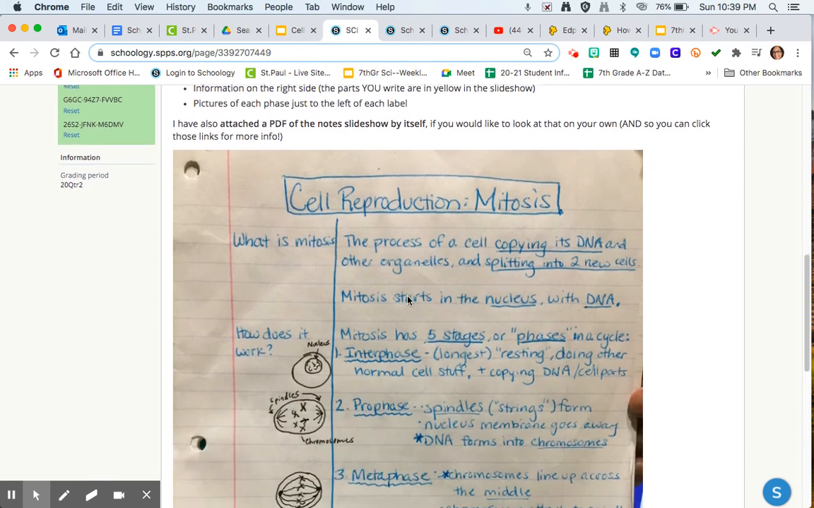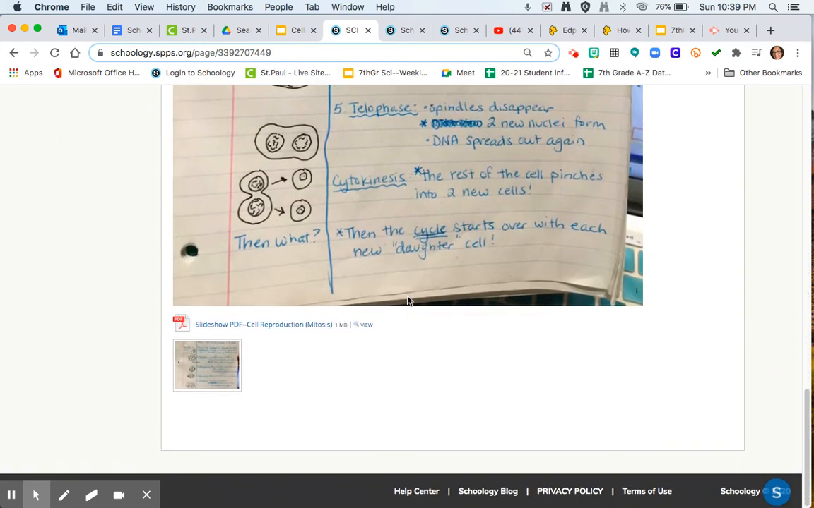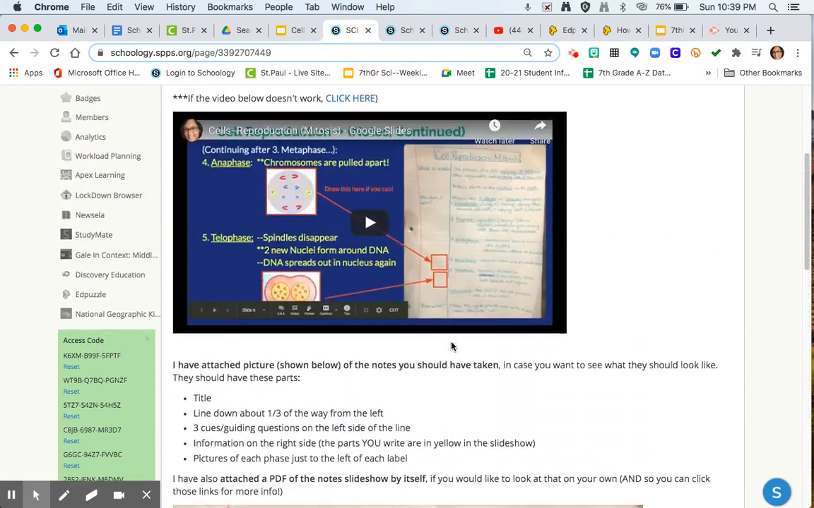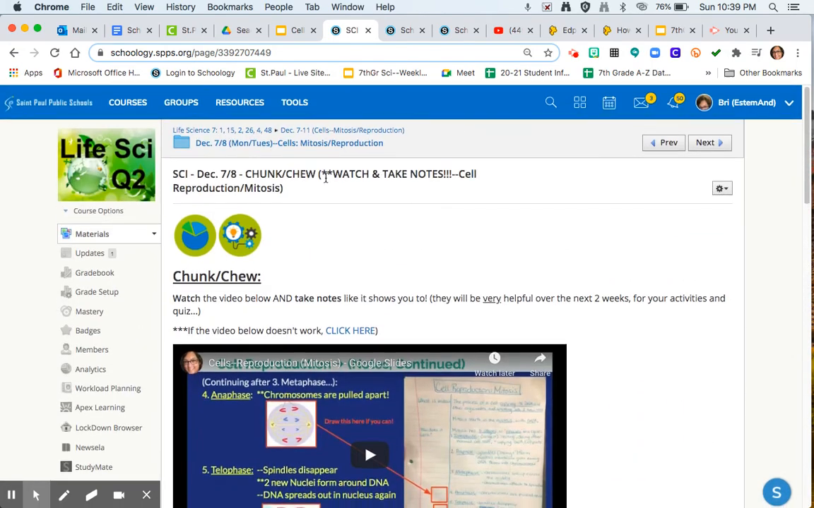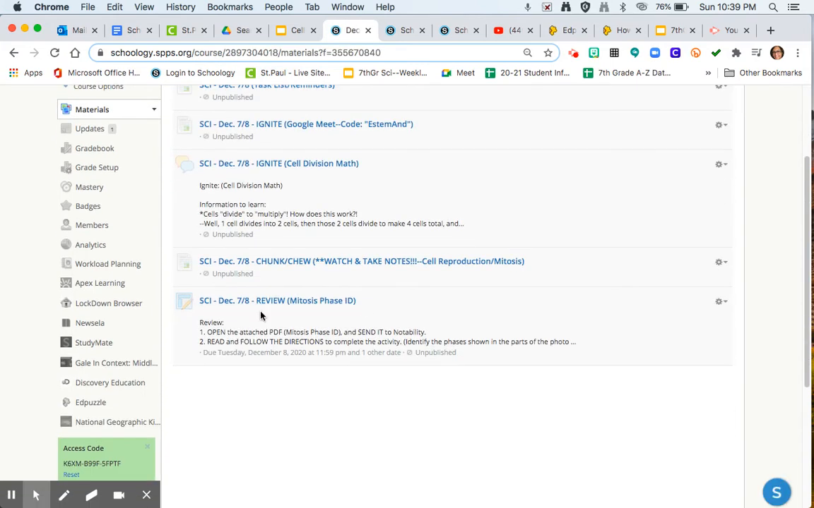Right below the video, it talks a little bit about how the notes should be set up and what they should look like based on this photo there. I've also attached right here the PDF of the slideshow that the video is based off of. So if you'd like to just look at the slideshow version, that is fine too, as long as you're taking notes, because they will definitely help you with the review activity and with the activities we'll be doing next lesson and next week as well.